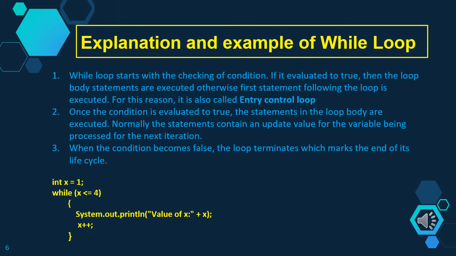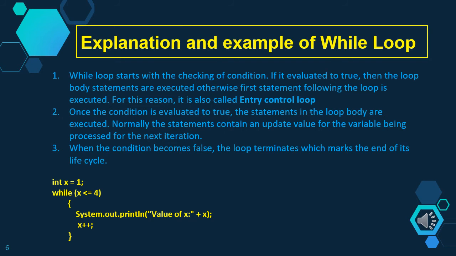Explanation and example of while loop. The while loop starts with the checking of the condition inside the statement. If it is evaluated to true, then the loop body statement is executed. Otherwise, the first statement following the loop is executed. For this reason, it is also called an entry control loop.